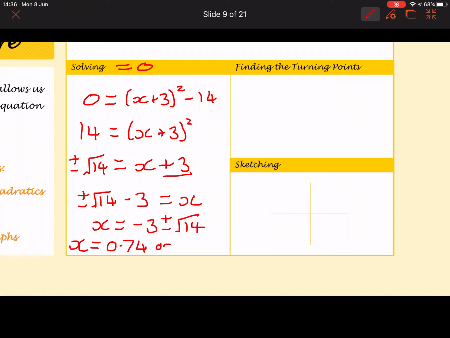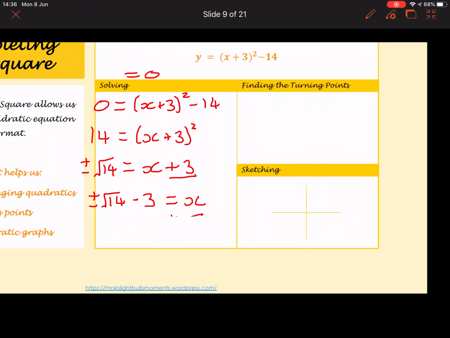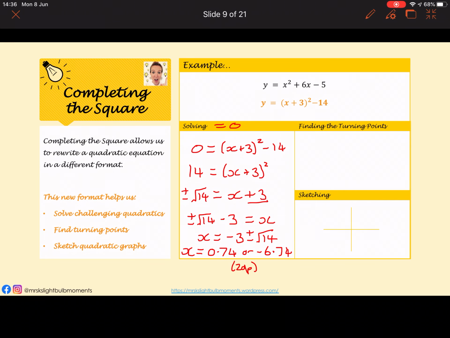And if I use the negative, I get minus 6.74. Okay, and they're both to 2 decimal places. All right, so you can keep it in its surd form, or you can plug it into your calculator and get a decimal version. So that's the same kind of thing you'd get if you factorised and flipped the signs, or if you used the formula and got your two answers.